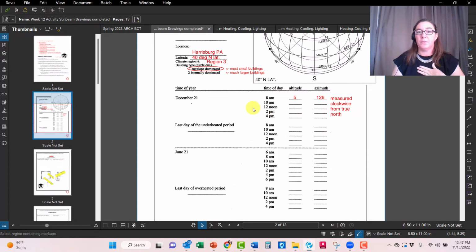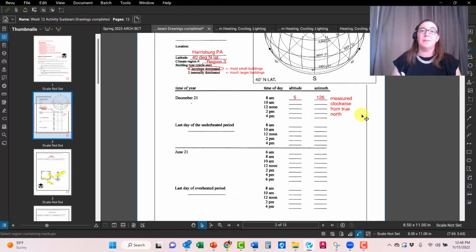Coming back to this assignment, you can see that the altitude we just found, they called it elevation, was 5 degrees, and the azimuth was 126. I put this note just for me to remember that that 126 is going to be measured clockwise from true north.